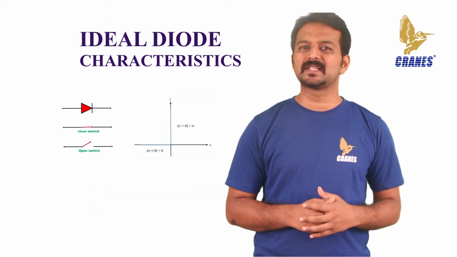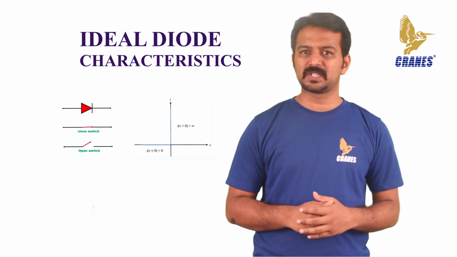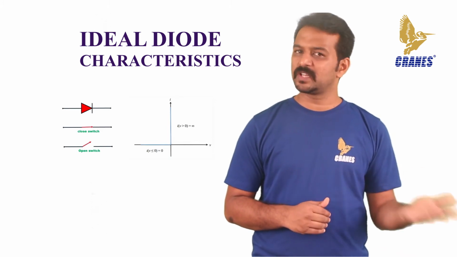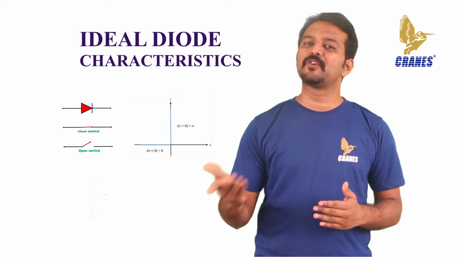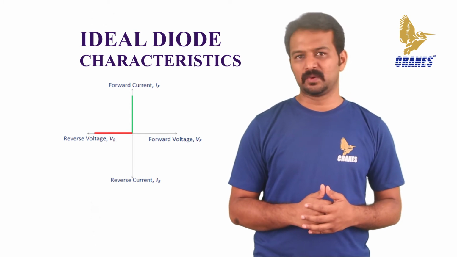Due to all these properties, an ideal diode is seen to behave as a perfect semiconductor switch, which will be open when it is reverse biased and closed when it is forward biased. Let's look at the VI characteristics of an ideal diode.